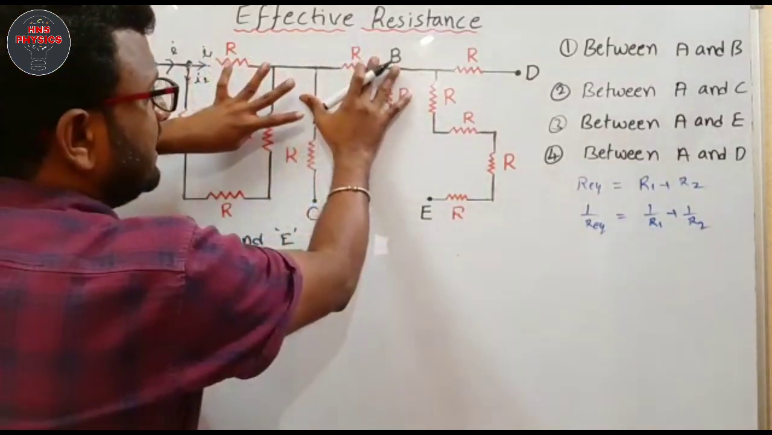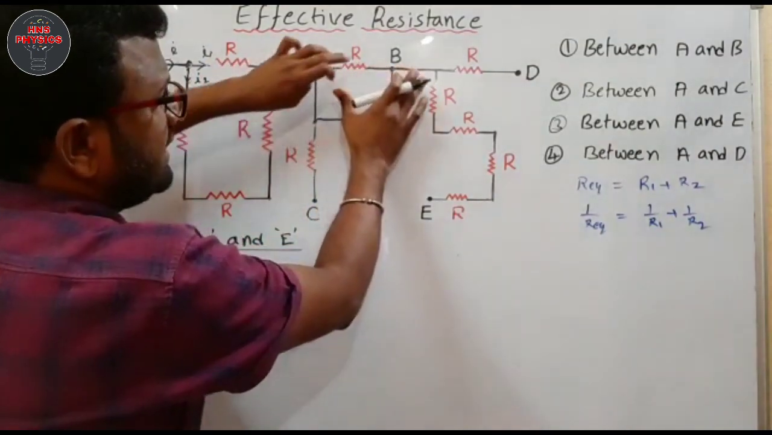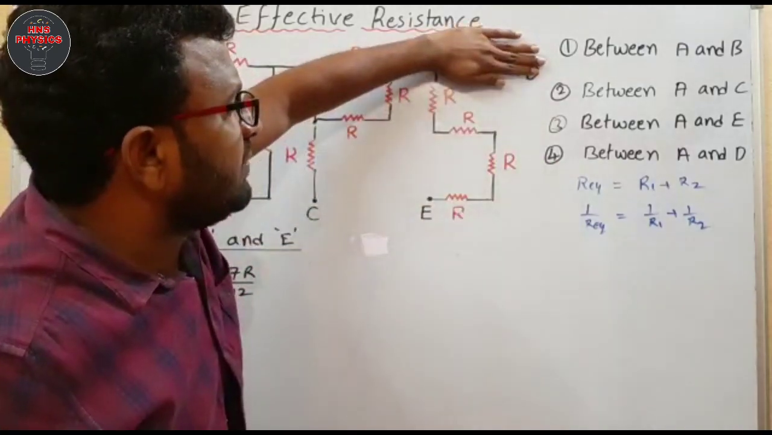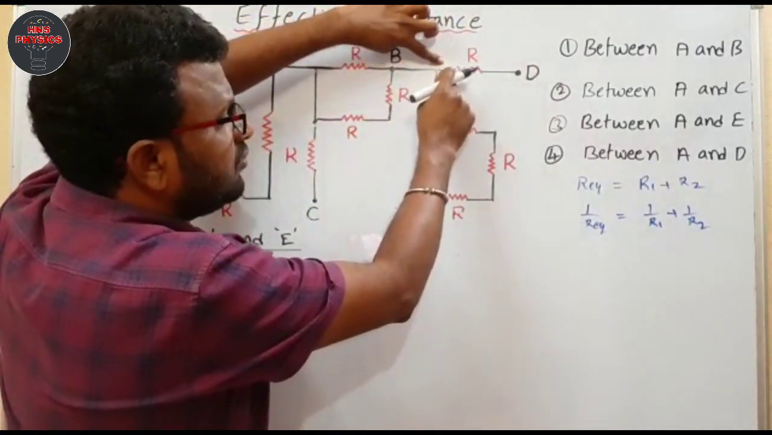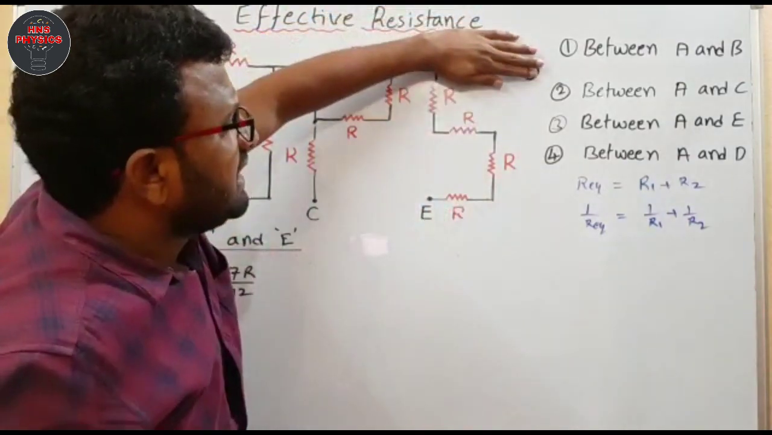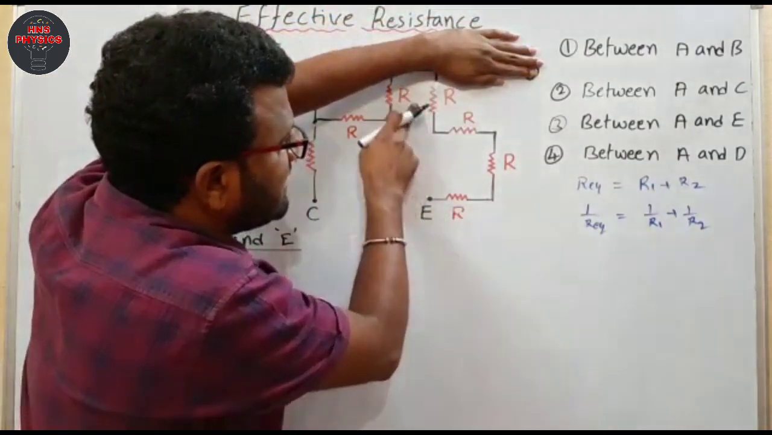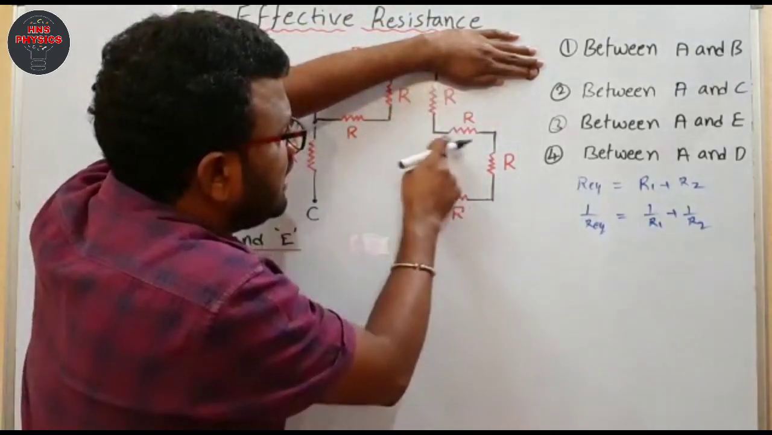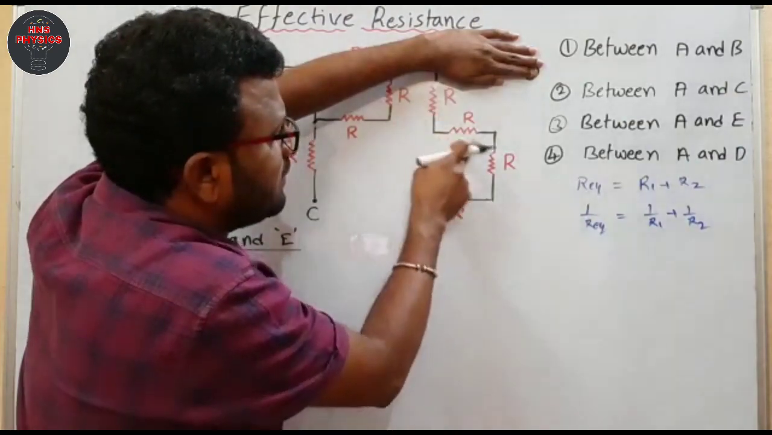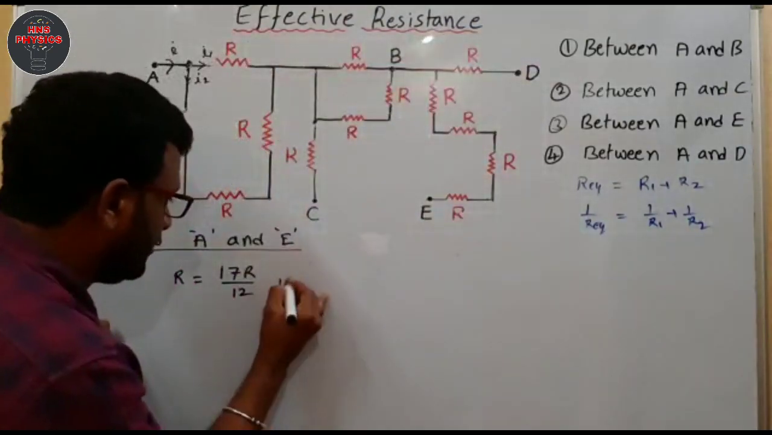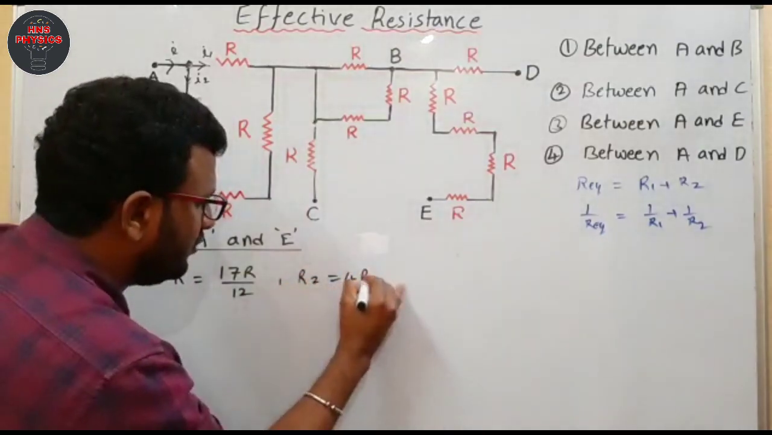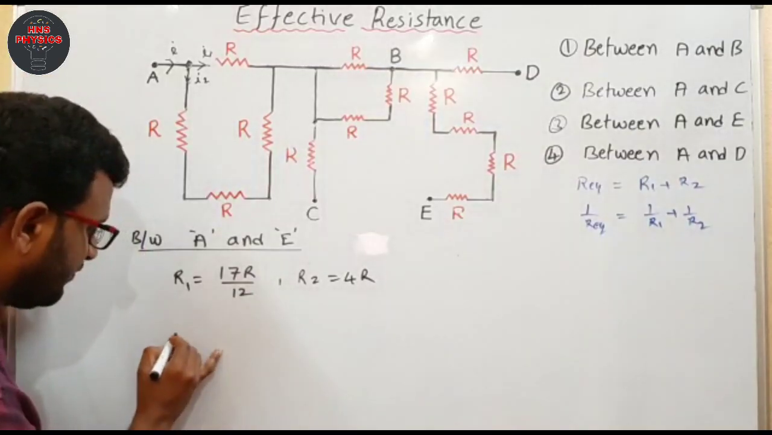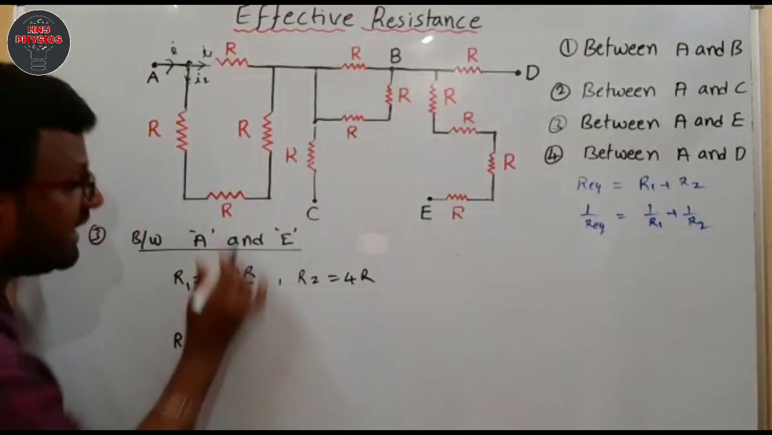Now this total effective resistance is connected in series with these 4 resistors, because here also the circuit will be open. Open means there is no current flow through this resistor. So these 4 resistors are connected in a single series path, 1 2 3 4. The effective resistance will be R plus R plus R plus R. So R2 equals 4R. R1 is 17R by 12. Now we have to find the equivalent resistance between A and E.